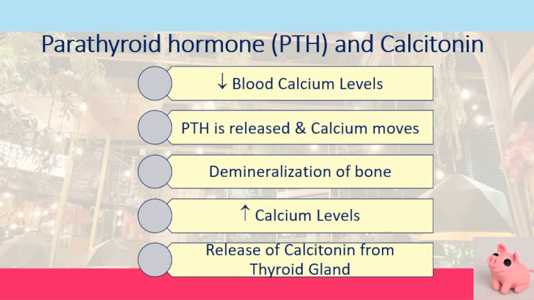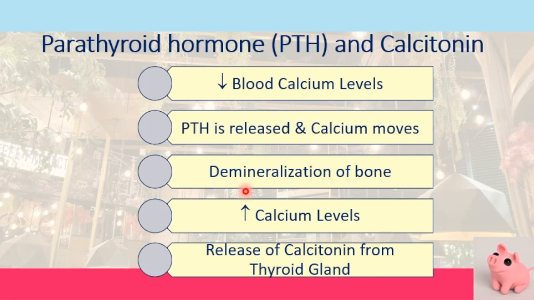Now focus your attention on this diagram. Okay, so class, once there is a decrease of blood calcium levels in our bloodstream, of course, the PTH is released and then the calcium would move. That would result in demineralization of the bone. So when I say demineralization of the bone, in other words, class, your PTH would increase the osteoclastic activity on the bone to release the calcium to the bloodstream. It is demineralizing, or in other words, you may think of it as destroying the mineral in the bone for it to be released to the bloodstream. And what would be the effect? It would increase our calcium levels.